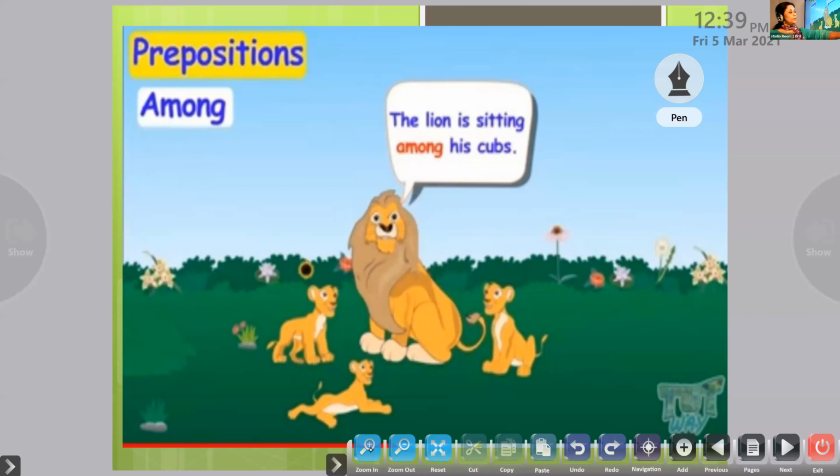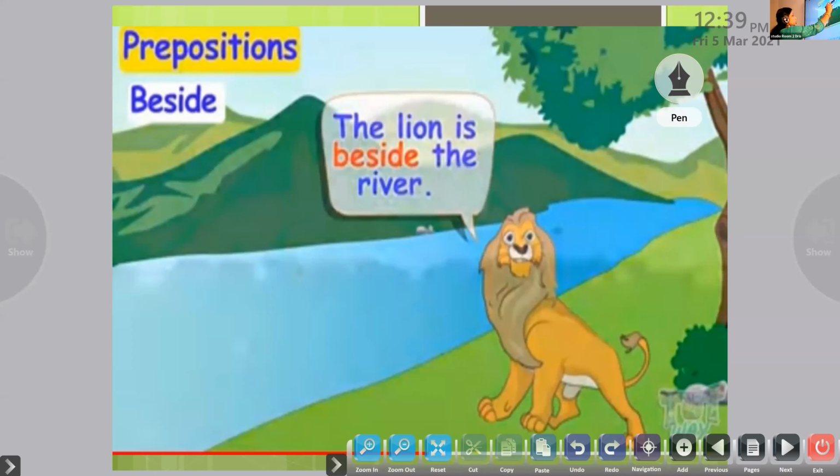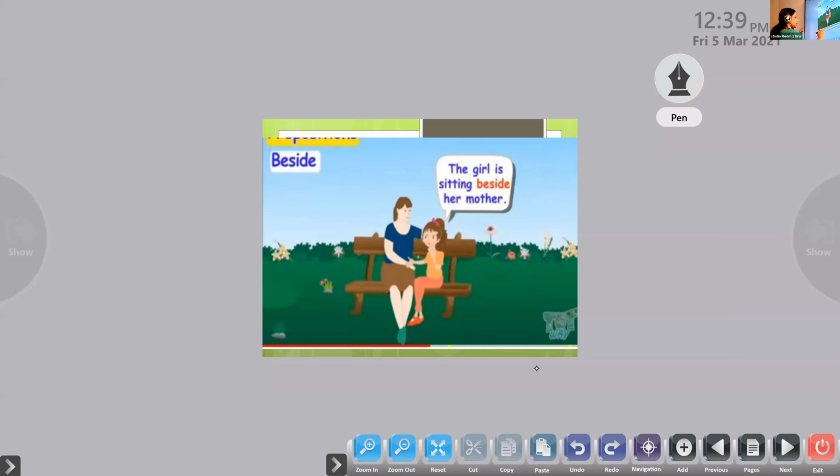Okay, clear? Then beside and near are also almost the same. Beside means very close to. You can see this picture and understand. If it's very close, then we use the preposition beside. If it is a walkable distance, like your house is near the school, then we use the preposition near. If it is very close by, then we use the preposition beside.